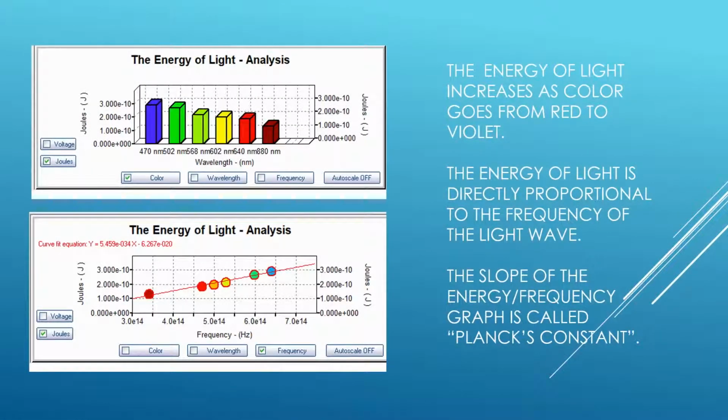In summary, let's look at two of these slides. The top slide says the energy of light increases as color goes from red to violet. The energy of light is directly proportional to the frequency of the light wave. That shows in the second graph. And the slope of the energy frequency graph is called Planck's constant. If you want to calculate frequency, the energy given off by electron transition of known frequency, that's how you do it.